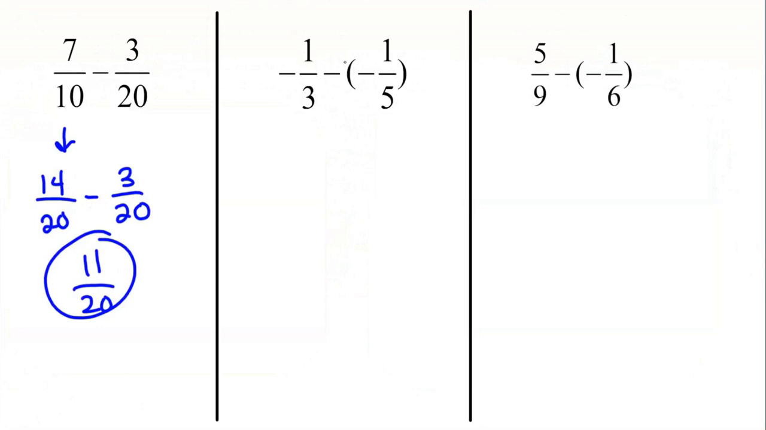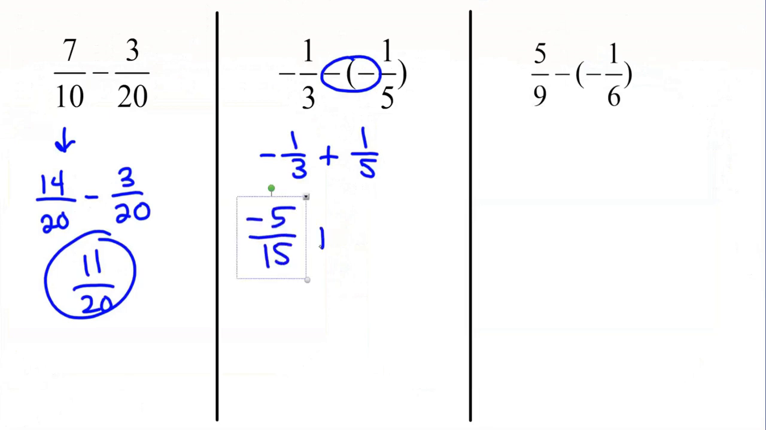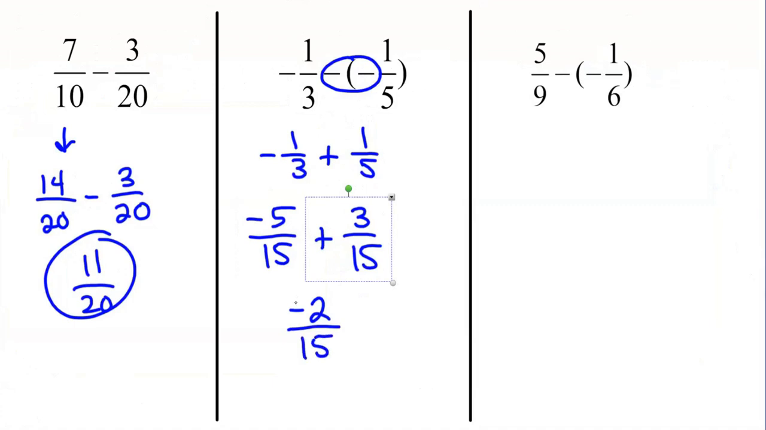-1/3 minus a -1/5. First thing I'm going to do is change this to addition. So this is -1/3 plus 1/5. And then I need to get a common denominator. And the common denominator of 3 and 5 is 15. So this is -5/15 plus 3/15. And then my numerator is -5 plus 3, which is -2. So this is -2/15, and that is in simplest form.